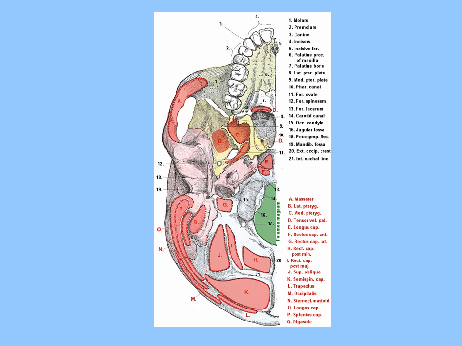The infratemporal fossa has 2 important foramen in it. This is the foramen ovale. The foramen ovale is the foramen for the 3rd part of the trigeminal nerve. So, motor to the muscles of mastication as well as some sensory to the face.